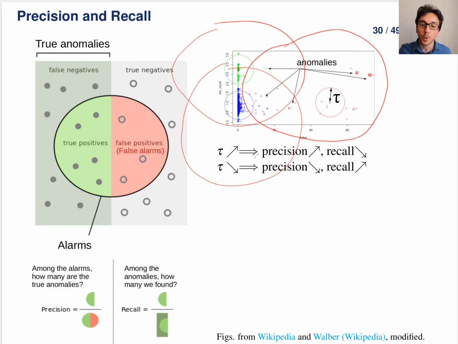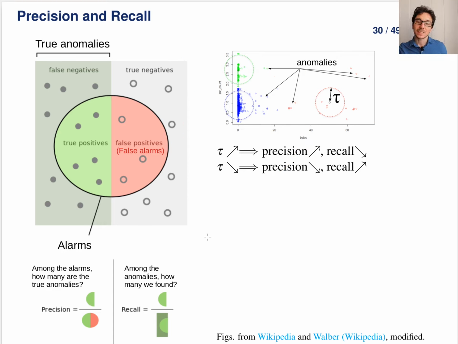But at the same time, your precision is very high because if you say that one point is an anomaly, it means it is very far from the rest of the clusters. And so it is very likely it is actually an anomaly. So very high tau implies a very low recall, so you miss a lot of anomalies, but a very high precision. And so I invite you to reason about what happens when tau is too small.